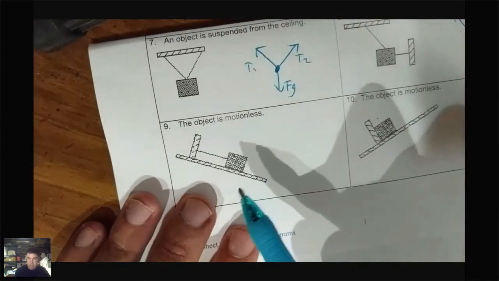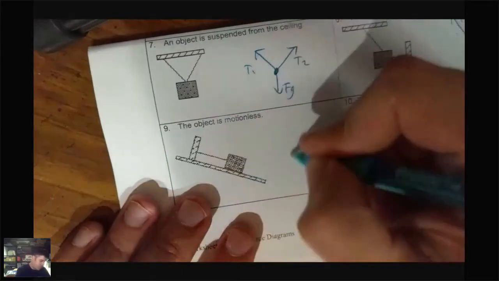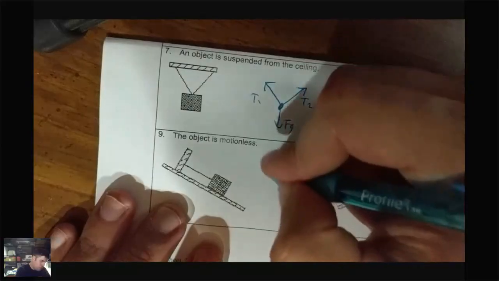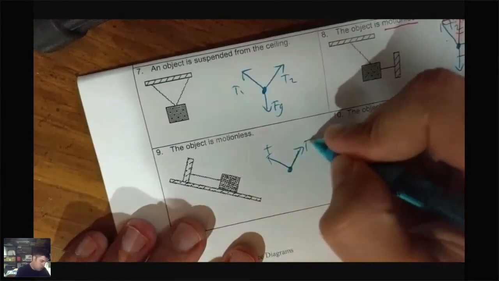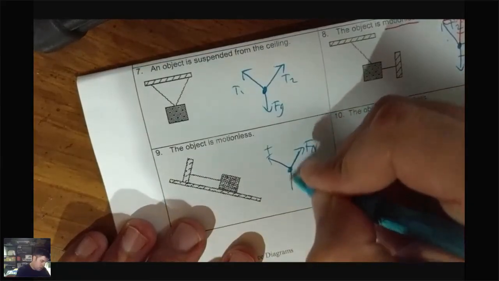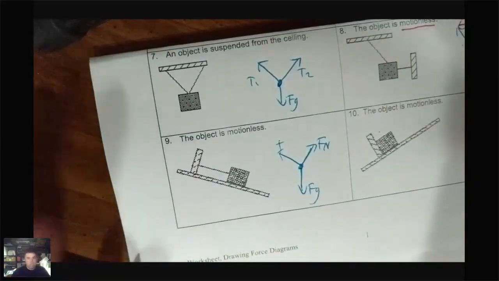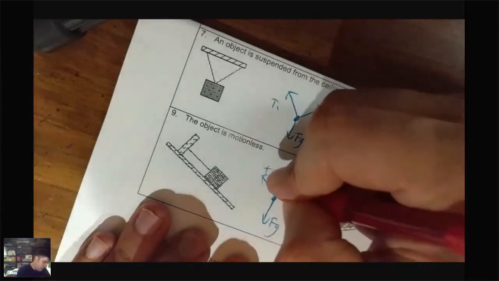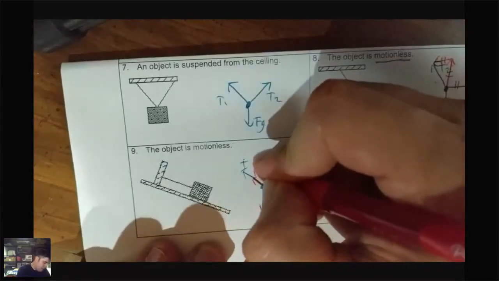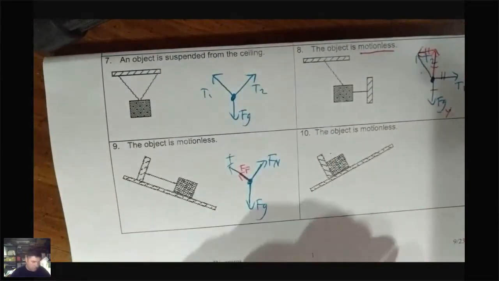So number 9, object's motionless. I don't know if there's friction or not. I actually have no idea about this, but I'm going to assume that what we've got is a tension going up the ramp, a normal force going perpendicular, gravity going straight down, and then those three just kind of cancel everything out. Because if there was friction, it'd probably go up the ramp again, but I don't know for sure if it's there or not, and this doesn't specify enough that it's frictionless. So maybe there's 4, maybe there's 3. I don't know for sure. We'll call it something like that.